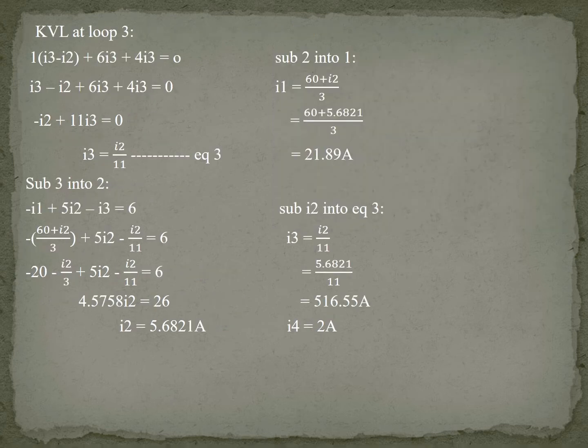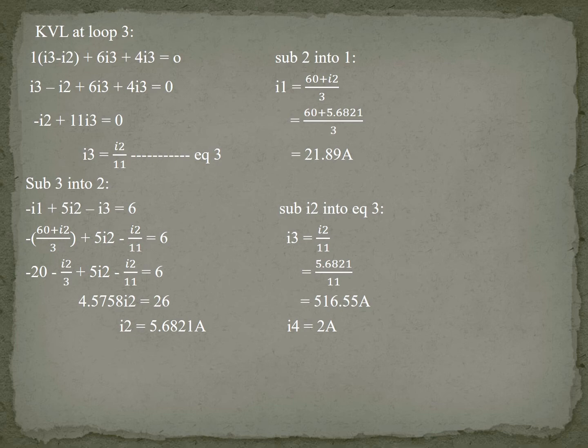Next, let's move to KVL at loop 3. Applying KVL at loop 3, we will get 1 bracket I3 minus I2 bracket plus 6I3 plus 4I3 equal to 0. We rearrange the equation and we will get I3 equal to I2 over 11. That is equation 3. When we move to loop 4, since loop 4 has a current source, we will directly get the value for I4, that is 2 ampere.